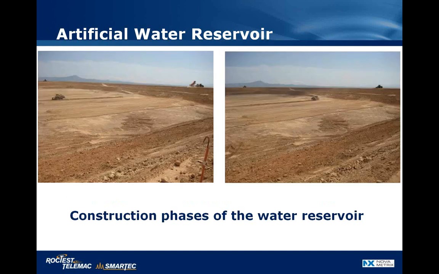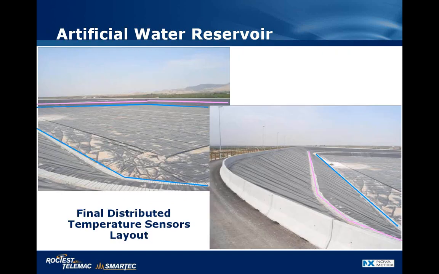Here are some pictures of the reservoir under construction. And here the reservoir ready to be impounded. Highlighted in light blue and pink, you can see the path followed by the two installed sensing lines. The first line was installed at the bottom of the pool, while the second approximately at the mid of the height, where leaks seem to be more probable.